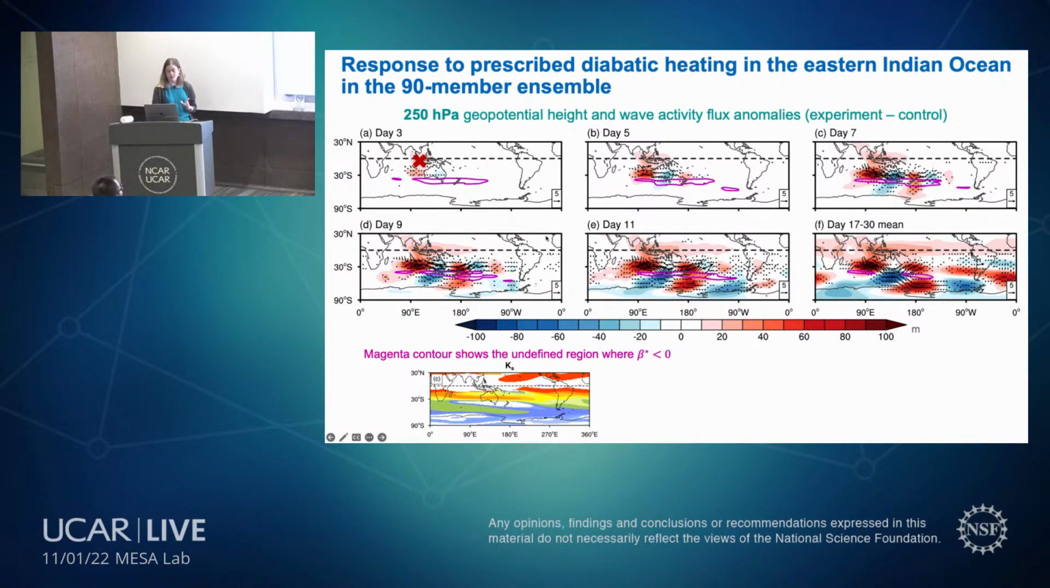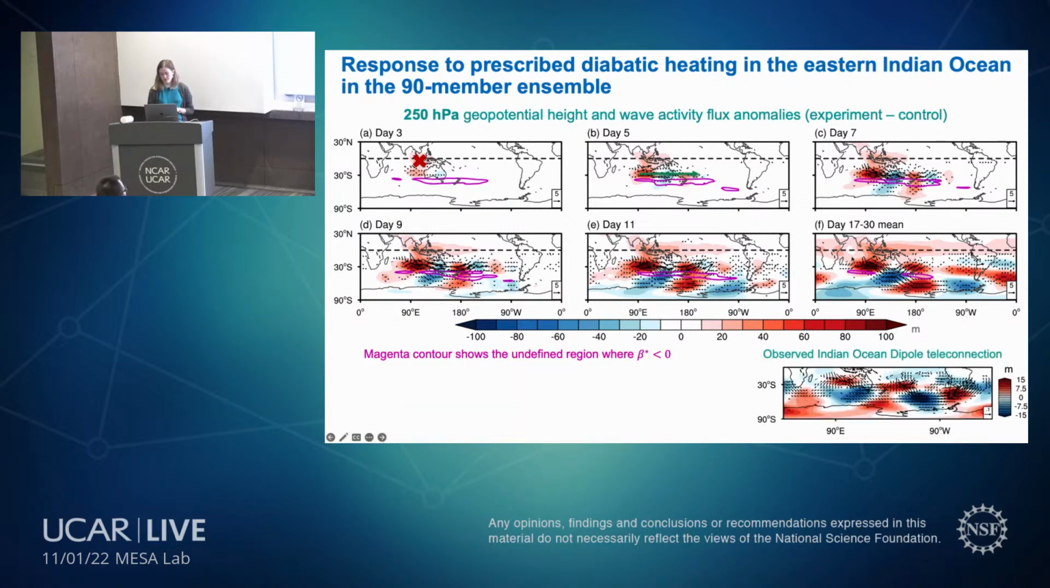And by the second week of the integration, we start to see the development of the extratropical part of the wave train, where these anomalies, these tails of the anomalies, appear on the poleward flank of this negative beta star region. And by the mean over the final 2 weeks, shown in the bottom panel, it well resembles the observed Indian Ocean dipole teleconnection. Because we have this good coherence between the model simulation and the time mean in the observations, it enables us to look at the mechanisms involved in its establishment.